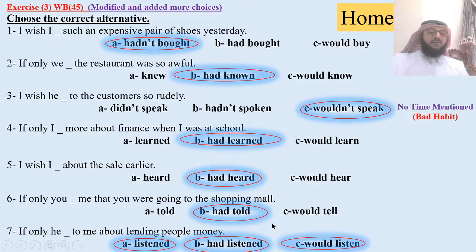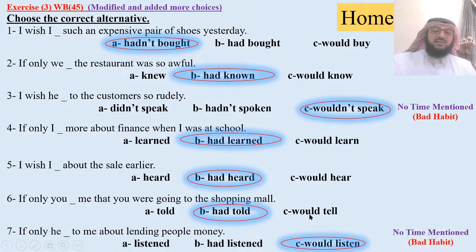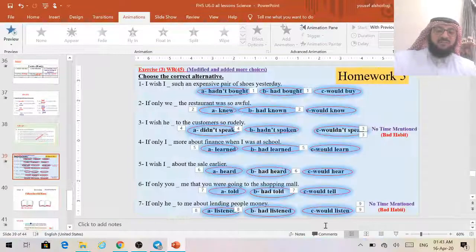If only he to me about lending people money. عن تسليف الناس. Listened، استمع. أبغى أقول لو إنه يستمع لي الآن في الموقف اللي الآن عشان يسلف الناس، إنه عشان ما يسلفهم، ولا إنه استمع في الماضي البعيد، ولا إنه يستمع ويغير هالعادة اللي عنده. لاحظ هل في زمن مذكور؟ ما في زمن. إذا أنا بتكلم عن عادة أتمنى تتغير في المستقبل. Would listen.